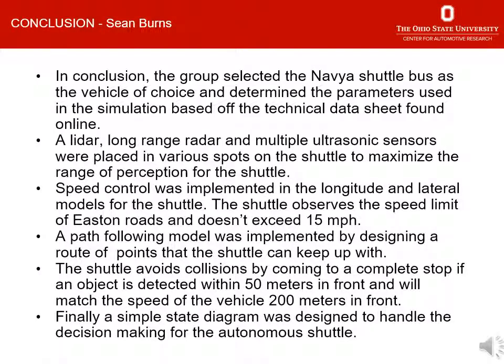I'm Sean again, and in conclusion, a standard shuttle bus was selected as our vehicle, and the parameters for this vehicle were determined based off technical data provided online. Speed control was implemented to make sure the shuttle bus doesn't exceed the speed limit of 15 miles per hour, and the path following model was designed for the route of Easton, along with a collision avoidance system and a simple state diagram for decision making.